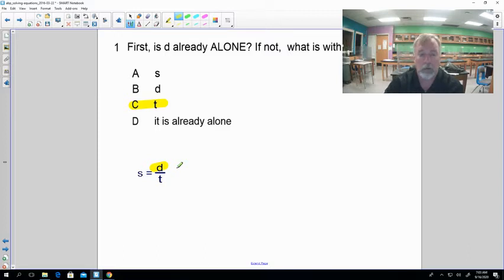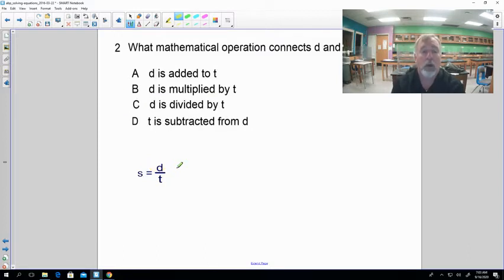Our second question, what mathematical operation connects that d and the t? Here we are, we've got d, we've got a division sign here, so d is divided by t. So all we're doing right now is just looking at the equation and understanding how it's structured. I know I'm probably getting so basic it might be a little bit confusing, but hopefully you're looking at me and going, yeah, Dr. Yates, the d is divided by t.